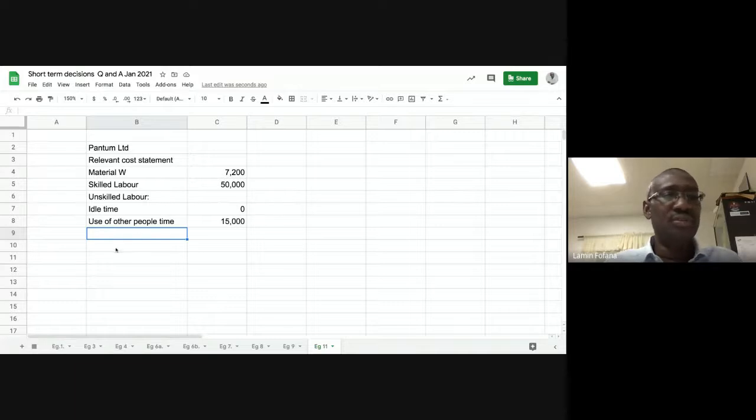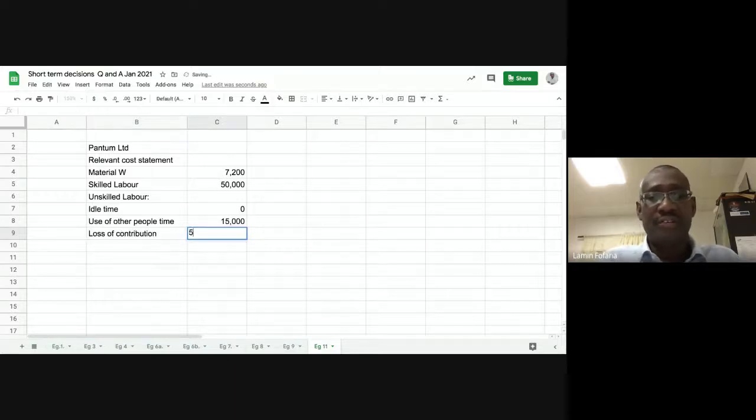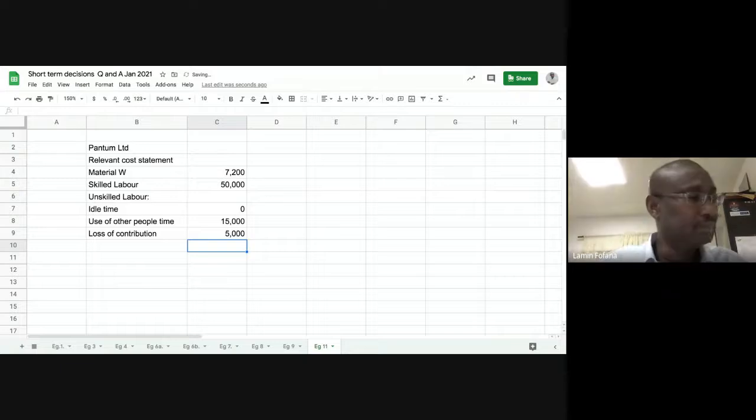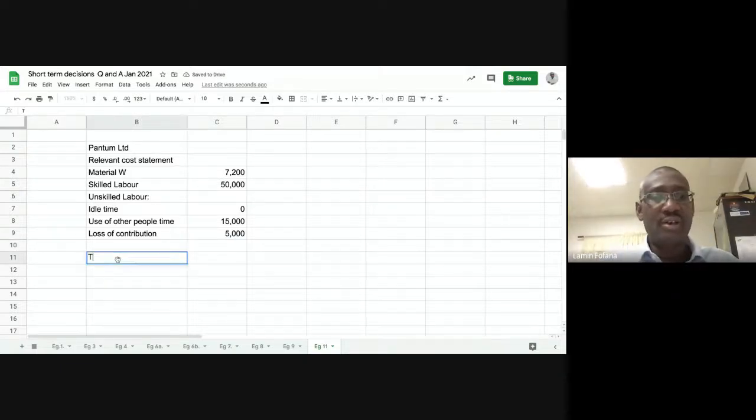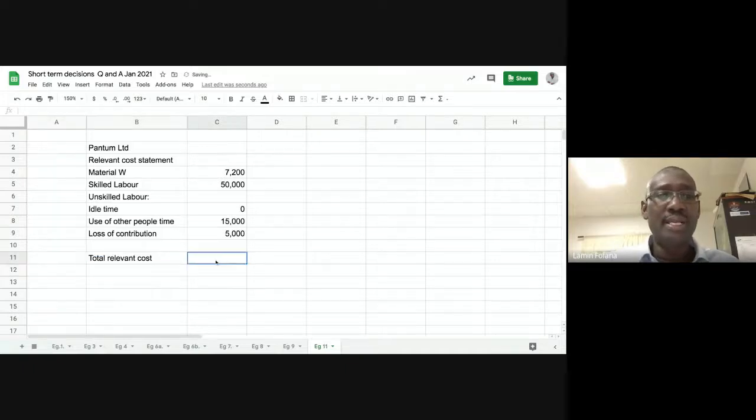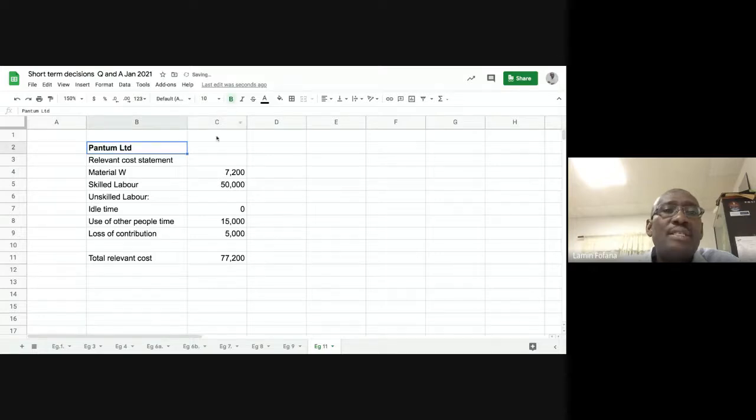So loss of contribution will also be a cost. Loss of contribution of 5,000. So our total relevant cost will be the addition of all this. We can do our sum function, add everything, and that's about 77,200.